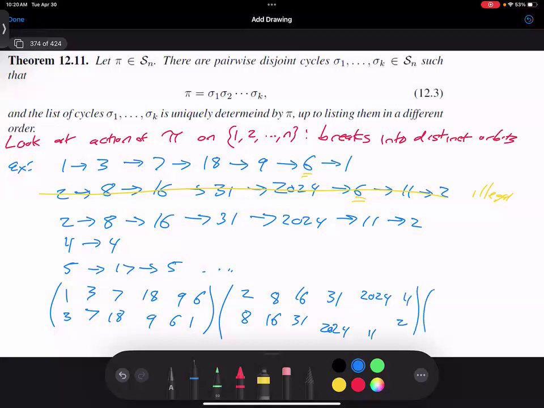The next one would be 4 goes to 4. Would I even write that? Probably wouldn't even bother writing that, right? Because that's just 4 goes to 4. That's just the identity. I could do that if I want to have everything counted. You can choose whether or not you want to do that.